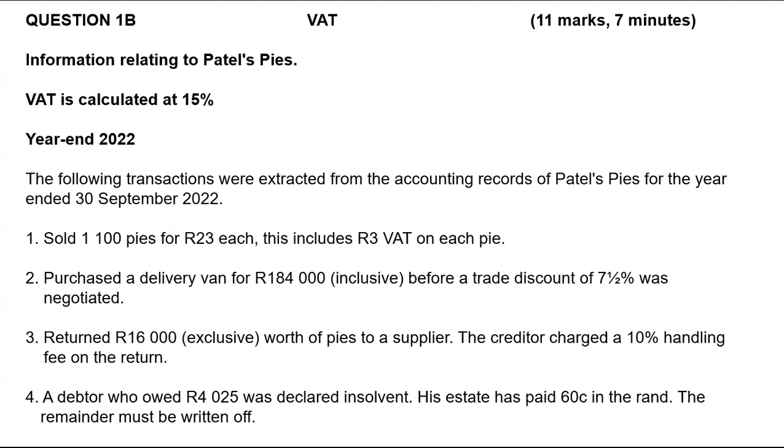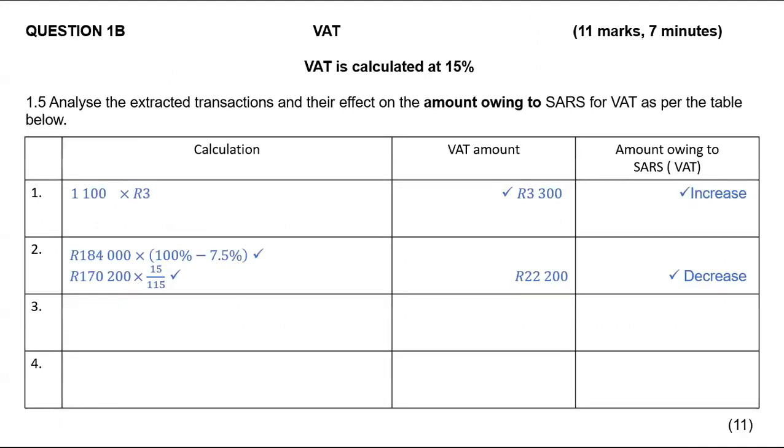So you will take that 16,000 multiplied by 90% first. But because that 16,000 was VAT exclusive, it means that 14,400 is also VAT exclusive. To find VAT on that, you'll multiply it by 15 divided by 100, and that'll give you 2,160. That 2,160 is VAT output. It increases what we owe SARS.